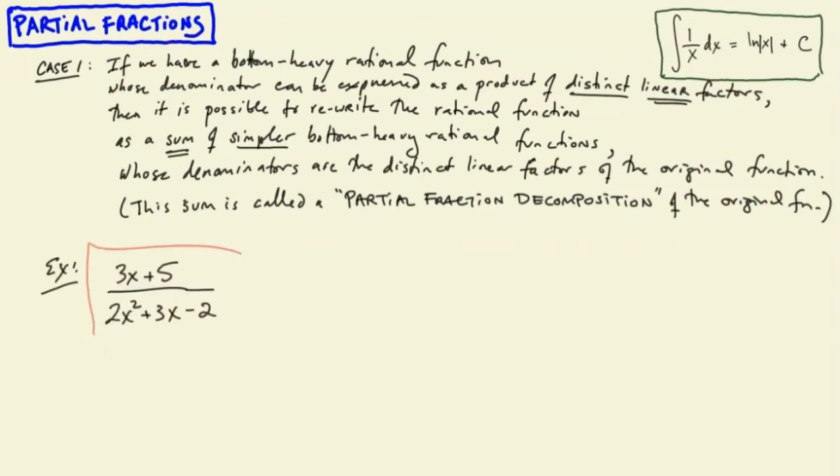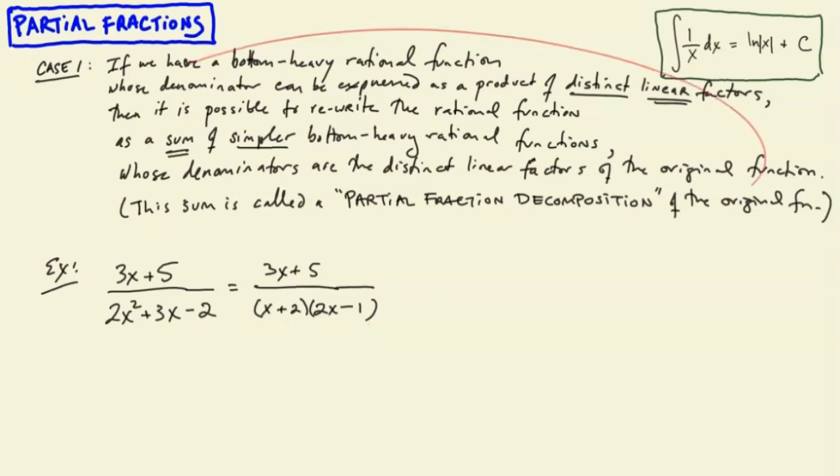So let's look at this bottom-heavy rational function. This crazy statement up here applies if the denominator can be expressed as a product of distinct linear factors. Well, is that the case here? It is, because the denominator here can be factored like this. And we have 2 linear factors here downstairs, and of course they are not the same thing, so they are distinct.